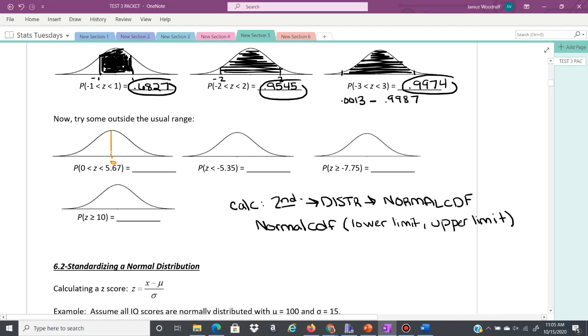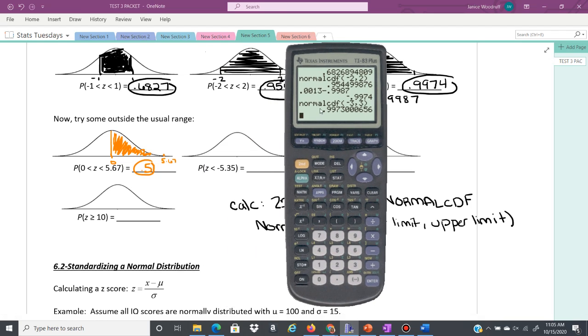All right, so this is 0, and then 5, that's not even on the curve, really. That's like way out here. So when I look at this, this is just half of the curve. So this really should be just 0.5. But we can check that mathematically. So we can come over to here, second distribution, and then my lower limit will be 0. My upper limit will be 5.67. And then that will round to 5.